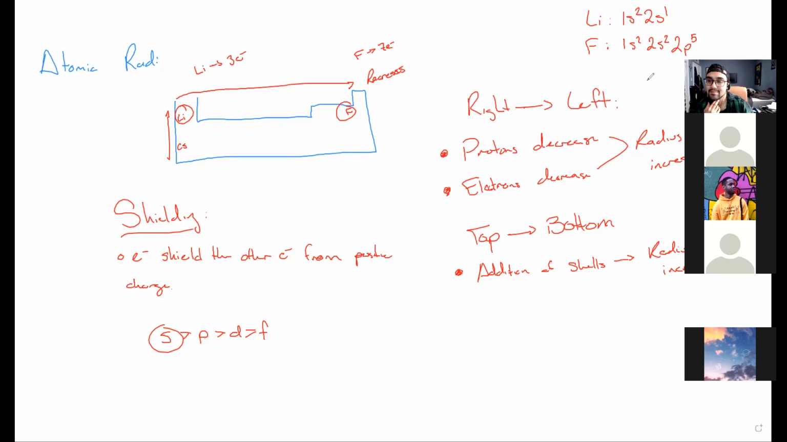The Li doesn't have a p orbital. It just has s. Yeah, you're correct. Lithium only has an s orbital, while fluorine has a p orbital. So shielding decreases as you change subshells. Basically, our atomic radius decreases because our shielding decreases. Does that make sense?